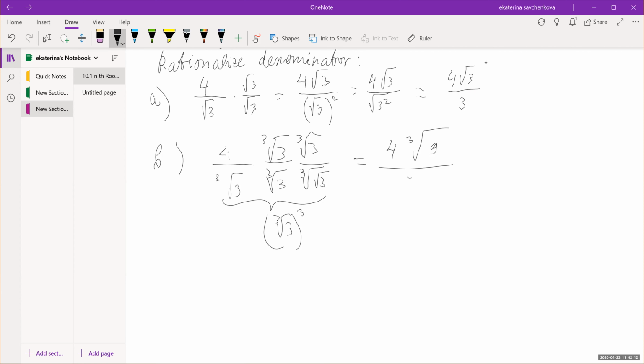So when you deal with roots, be careful about index over here. If it's a square, you can just multiply by it. But if it's anything else, you will need to think like what is going to be complementary to your expression to turn it into a number like 3, for example, okay?